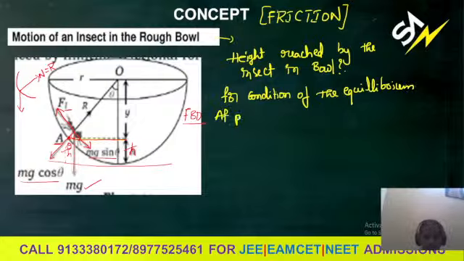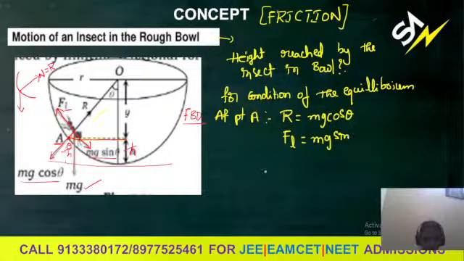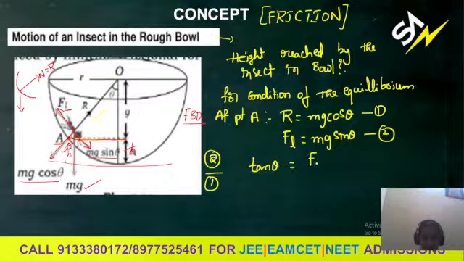So for the condition of equilibrium at the point A, what are the balanced forces we write? See, the reaction force is balanced by mg cos theta, and the limiting friction value is balanced by mg sin theta. Take this as equation 1 and equation 2. Divide equation 2 by equation 1. So we get sin theta by cos theta, that is tan theta, which will be equal to F limiting friction by R. And we know that the maximum limiting friction value will be equal to mu into R.